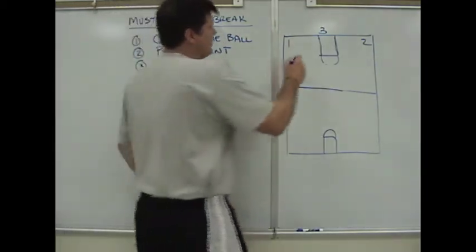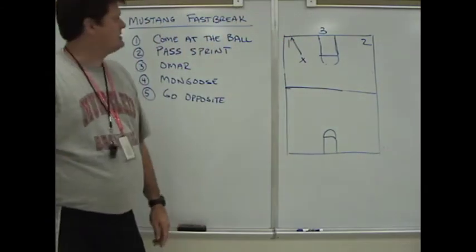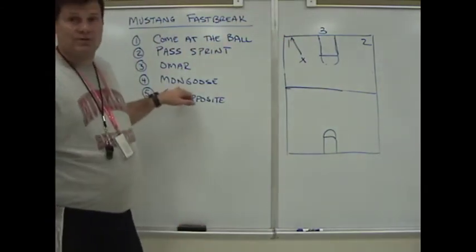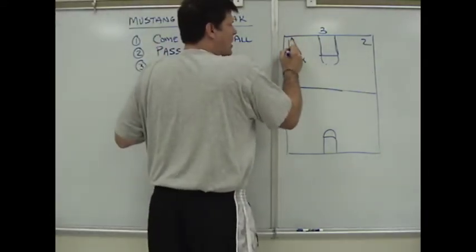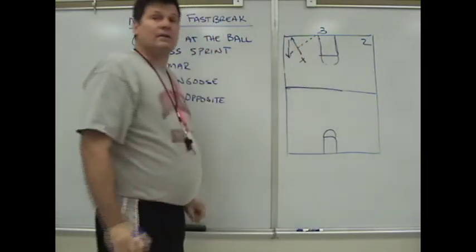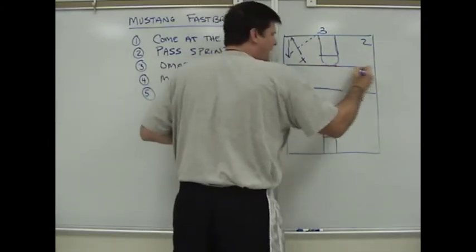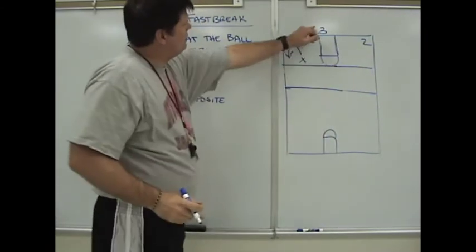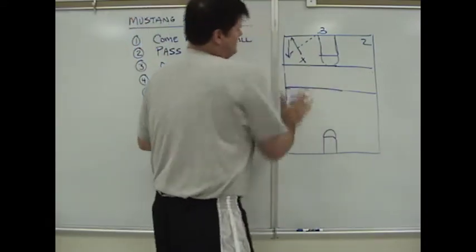If a defender decides to run in and cut off our outlet pass, we yell Mongoose. What that means is 1, instead of trying to come back to the ball, runs straight this way, and 3 throws the ball over the defender's head. Now remember, when you're throwing a Mongoose, you never want to go past the top of the key extended, because if I throw the ball over his head to half court, there's defenders here and they can steal a pass.